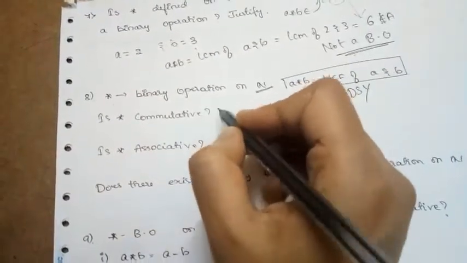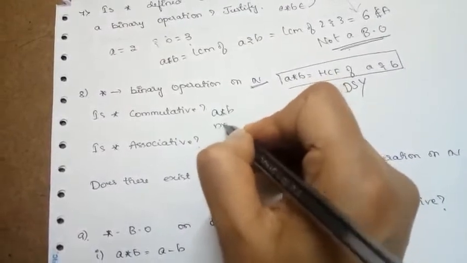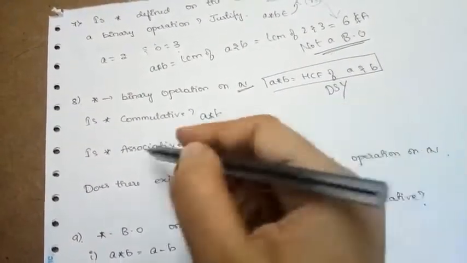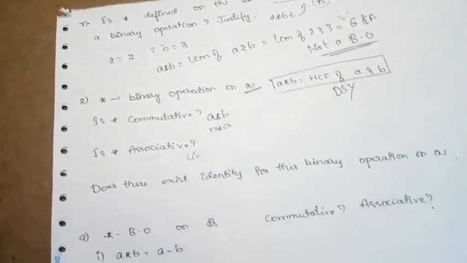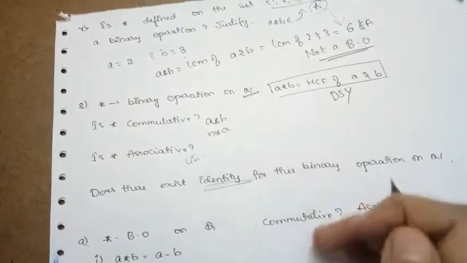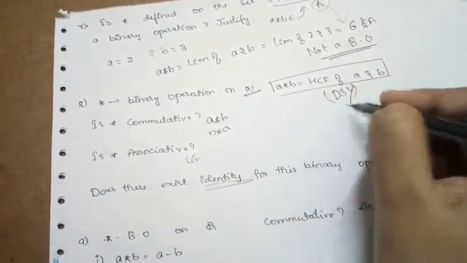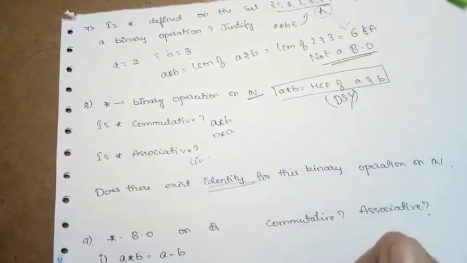Check by yourself whether it is commutative or not by taking A star B and B star A. And associativity you can do by yourself, similar to what I have done for the LCM of A and B. And identity also you can check by yourself in a similar way. So this is the do-it-by-yourself part. If you have any doubts, you can ask me regarding this question. So now let us move to the next question.